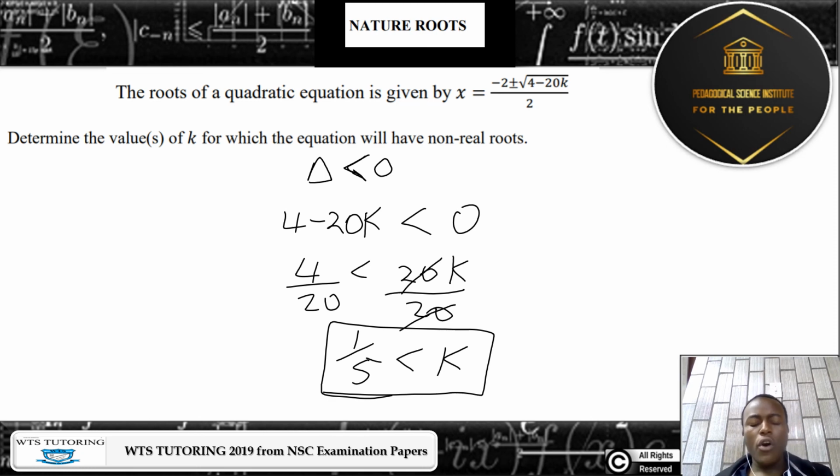For all values of k, when k is less than 1 over 5, they will ensure that there won't be any real roots. There will actually be non-real roots.